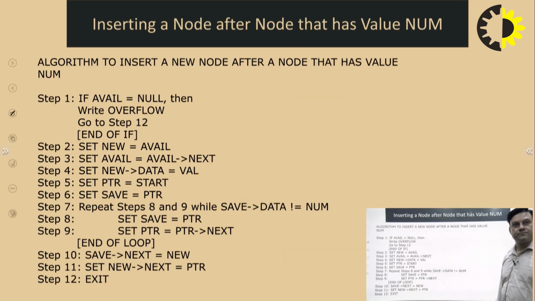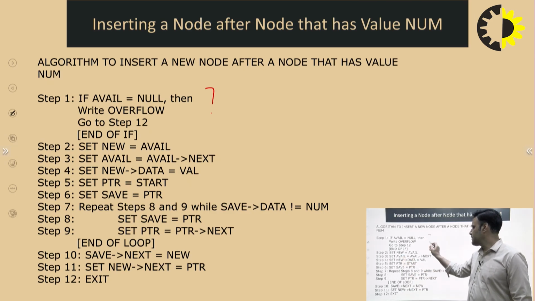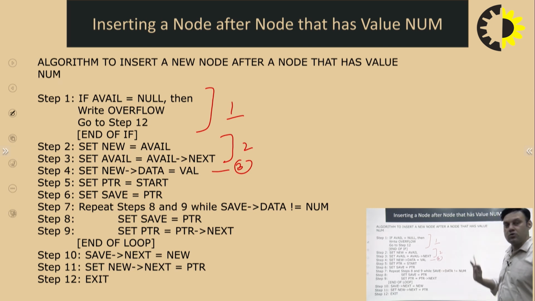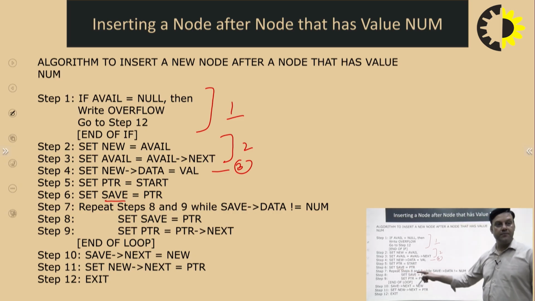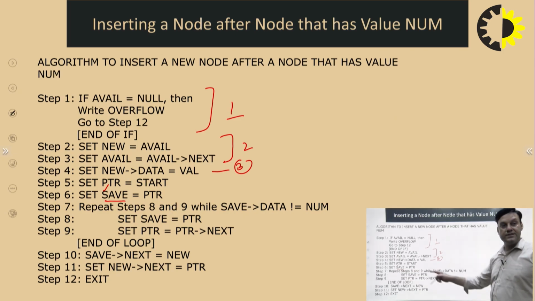Okay. Now, the node that has the value num, we have this is step number 1. This is step number 2. This is step number 3. Right? These are the common steps. Okay. Now we have initialized one more variable, save. Save is the variable which will keep the address of the preceding node. PTR points to the current node, and the node which is before that current node, the address of that is in save. So we have initialized one more variable here, save.